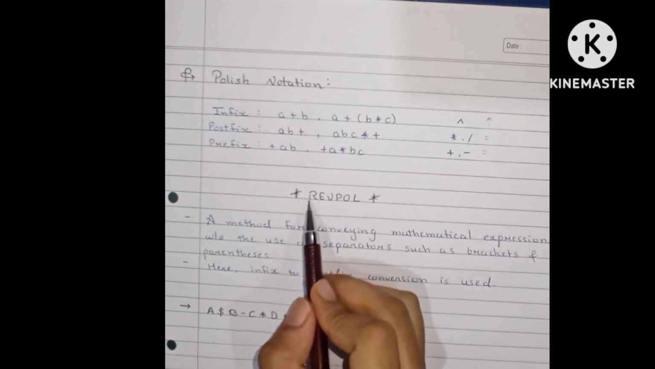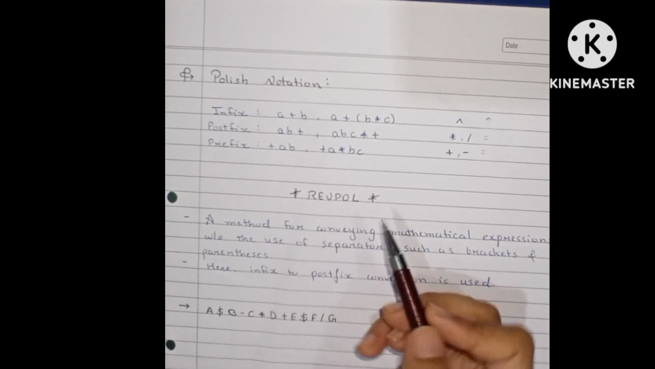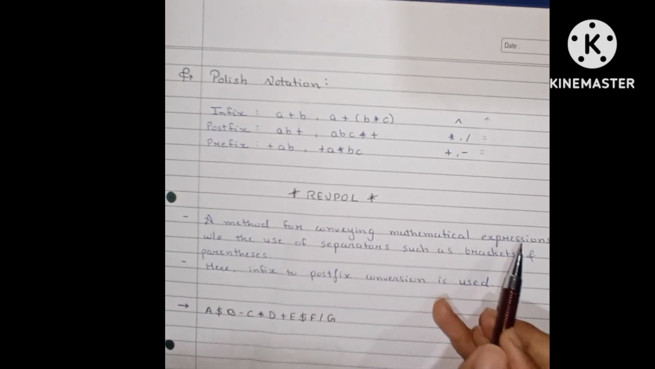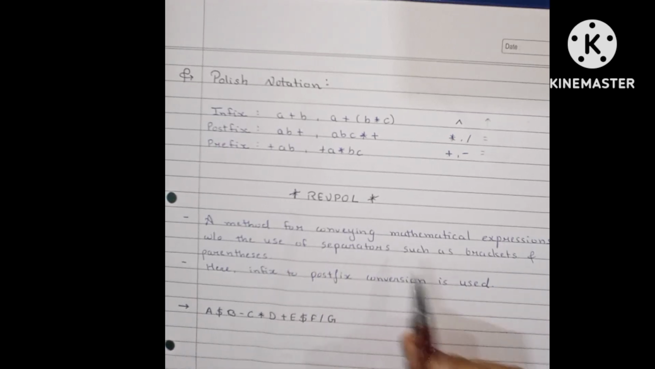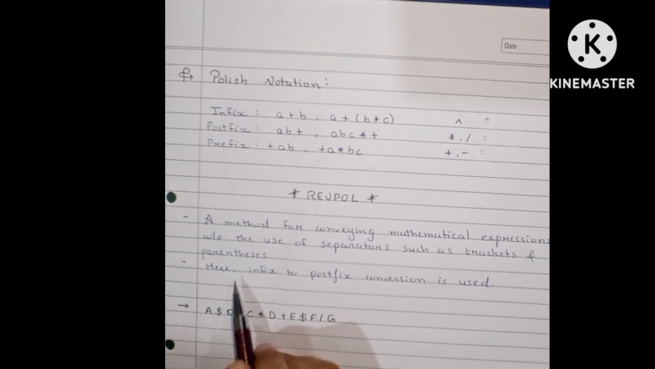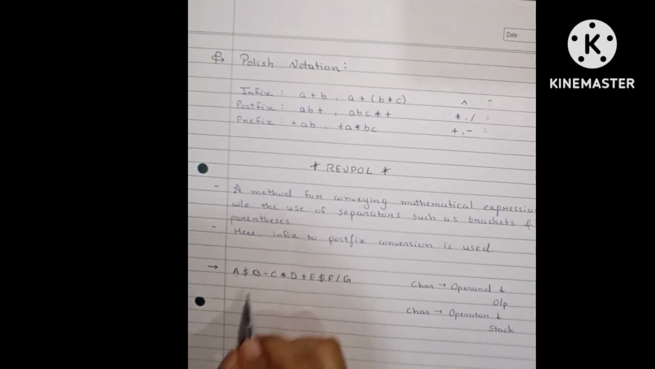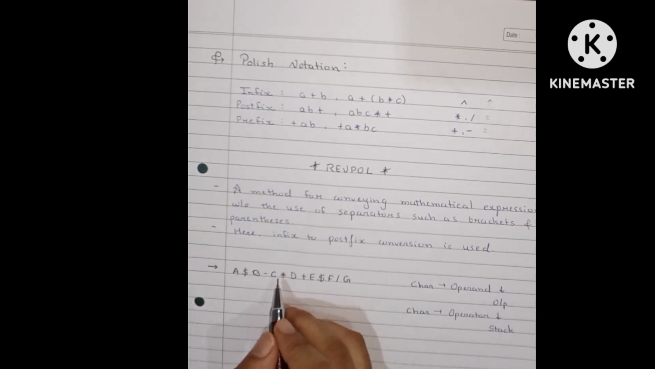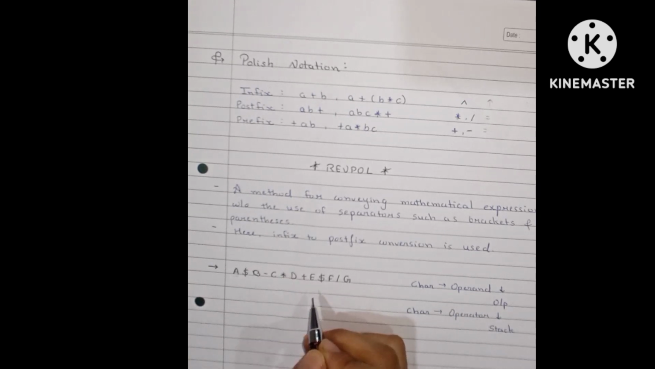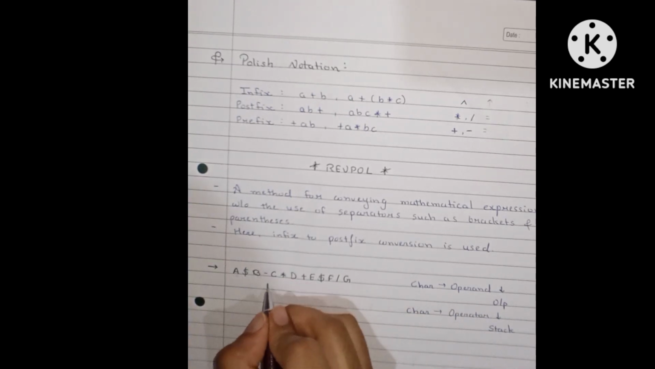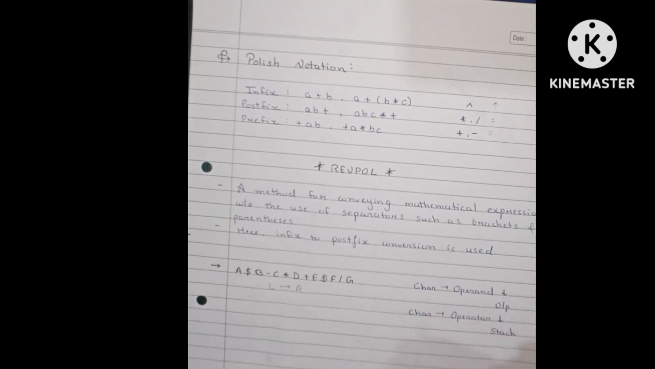The next one is algorithm REVPOL, that means reverse Polish. It is a method for conveying mathematical expressions without the use of separators such as brackets and parentheses. It is just a conversion of infix to postfix. Now we will convert one infix expression to the postfix expression by following some rules, where the string would be read from left to right. And if the character is an operand, then it will be appended to the output list.